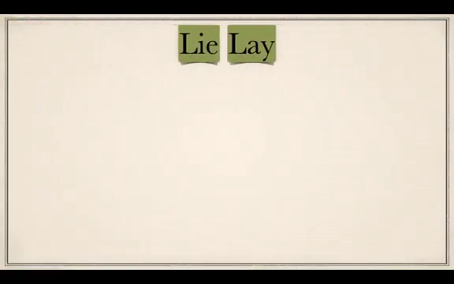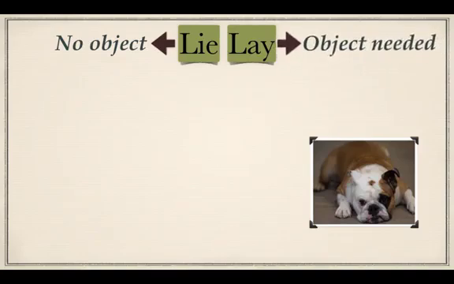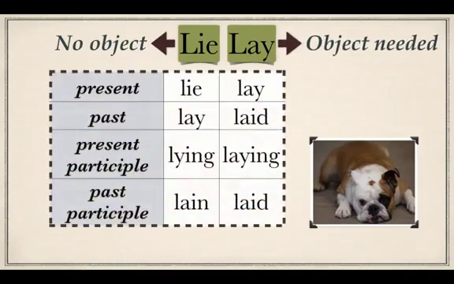Now let's talk about the verbs lie and lay. Well, these can be very confusing, but just try to remember that lie does not take a direct object, but after lay, you must have a direct object. Here's a chart reminding you of the ways that these verbs change depending on the tense.